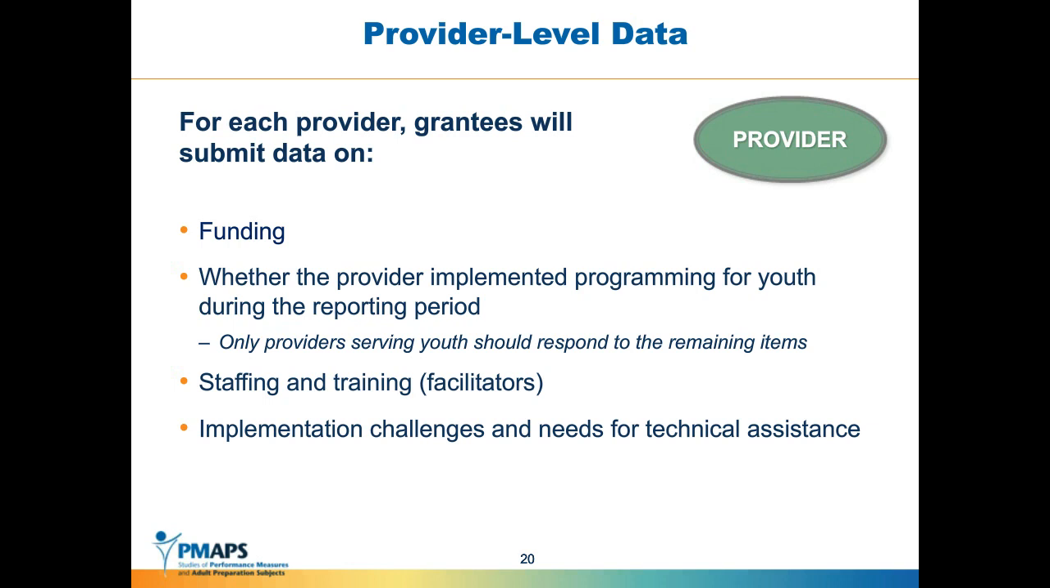Grantees, as we mentioned, may serve as providers themselves if they are directly serving youth, and in some cases they may be the only provider. Other grantees have multiple providers, whether it's themselves and another organization or multiple provider organizations beyond the grantee. For each of these providers, you will submit performance measures on funding and whether the provider implemented programming for youth during the reporting period. Then, for providers who did serve youth during that reporting period, you will report some additional information. You will report data on staffing and training and implementation challenges and needs for technical assistance.